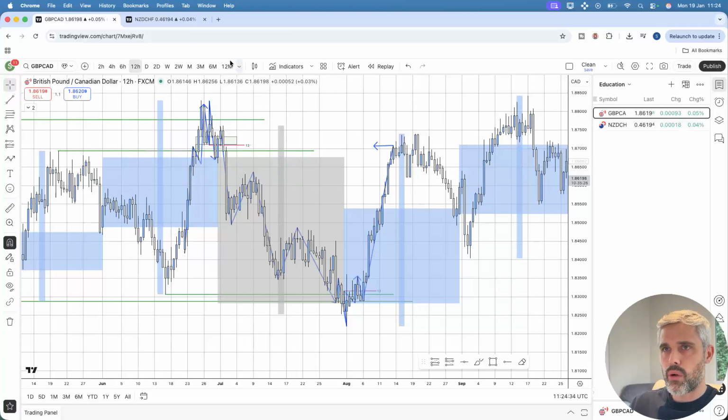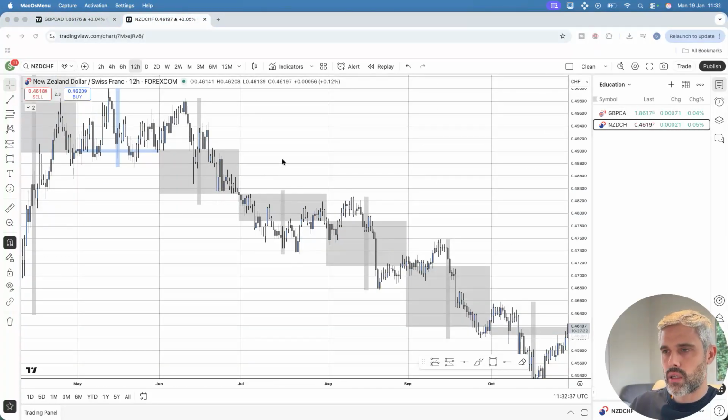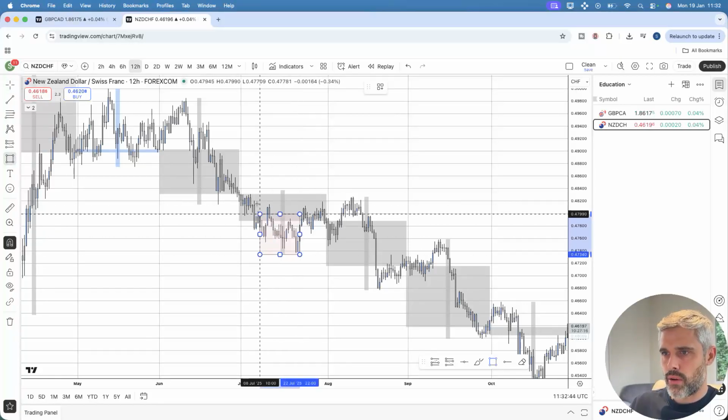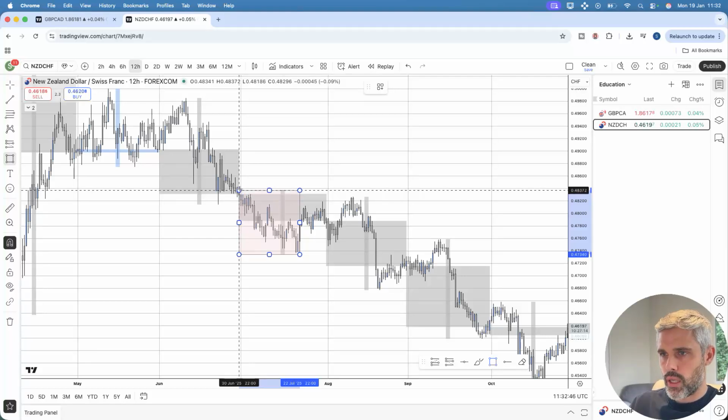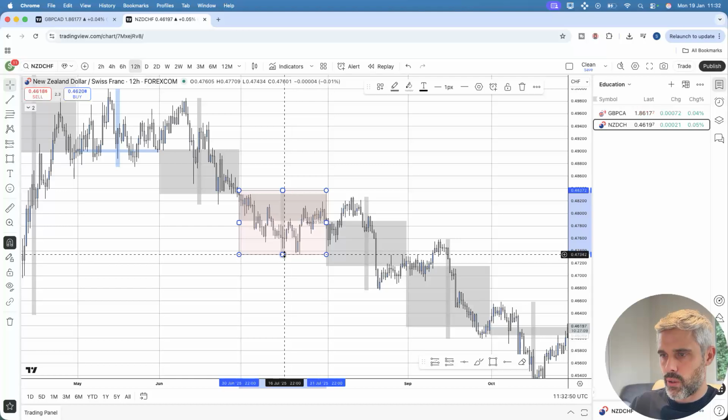Let's look at another example on NZD CHF. So let's do the same thing. Let's look at monthly candle closures and then lower time frame price action. So we see the close of this bearish monthly candle between the high in July and the low in July.